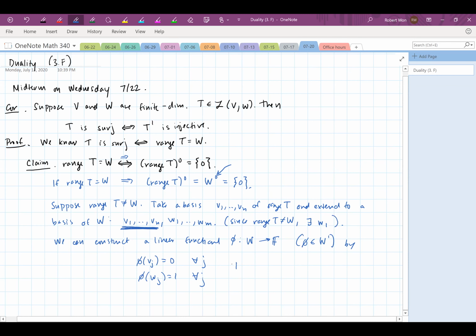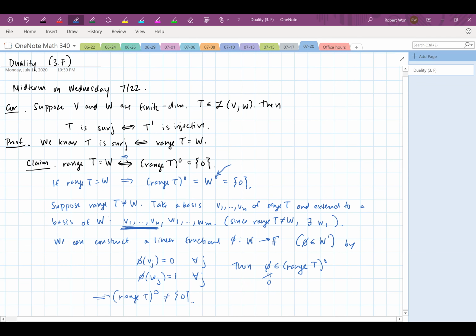Okay, then phi is in the annihilator of the range, but phi is not in the annihilator of W. So this shows that, I mean, actually, I don't even need this. It's true, but we have a non-zero map in the annihilator of the range. So this shows that this is not equal to just 0.